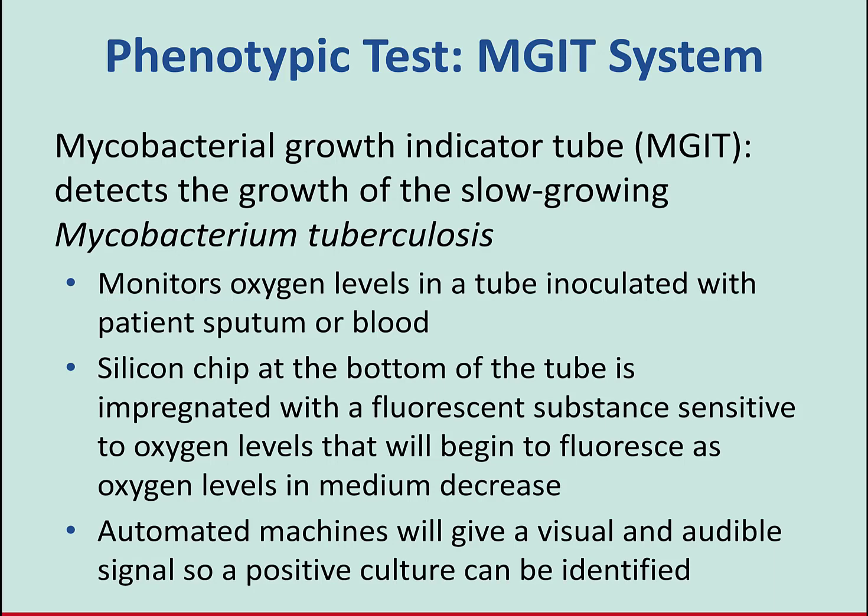Mycobacteria Growth Indicator Tube, they call it MGIT. It detects the growth of the slow-growing Mycobacterium tuberculosis, and monitors oxygen levels in a tube.